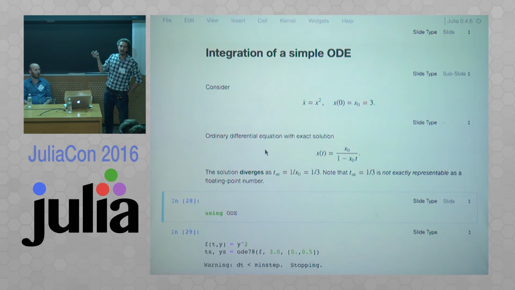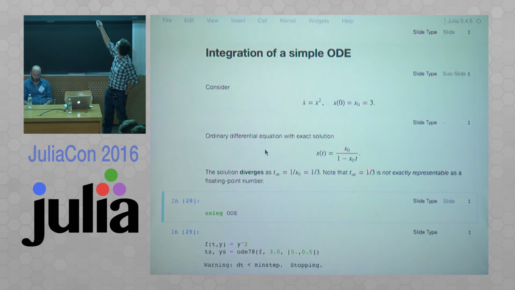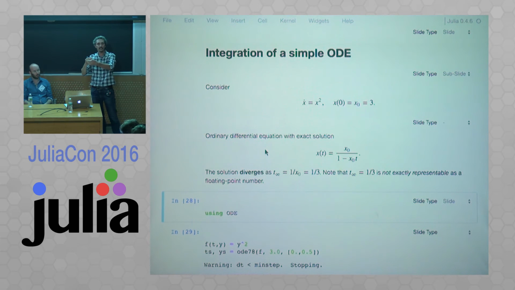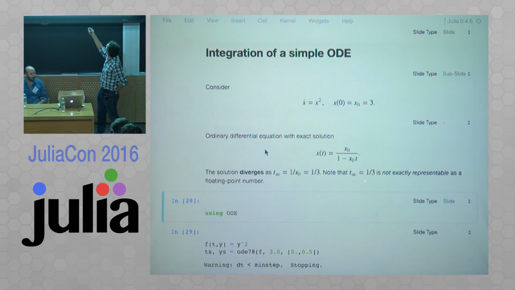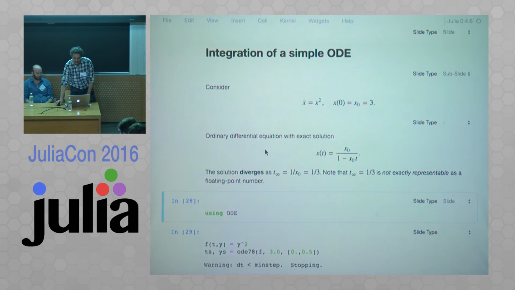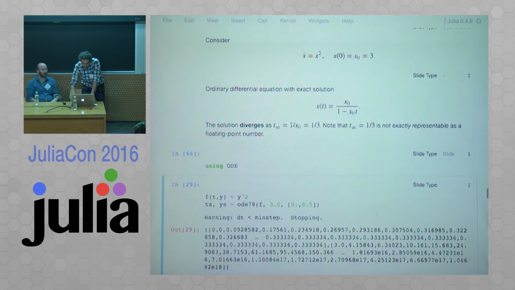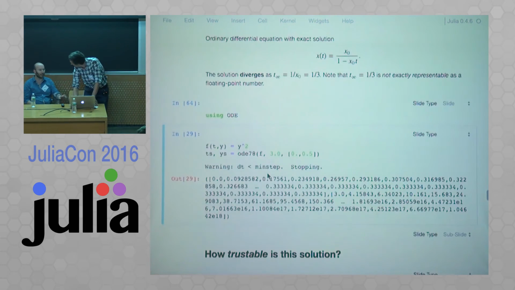So why do we care about that? Because whatever you are using should somehow notice that this is there. You shouldn't cross that barrier. And with this initial condition, it is a non-exactly representable floating point, so it's sort of tricky. So we will be using ODE just as an example.